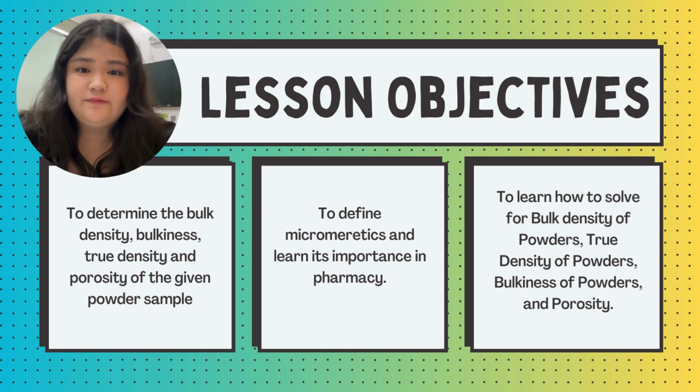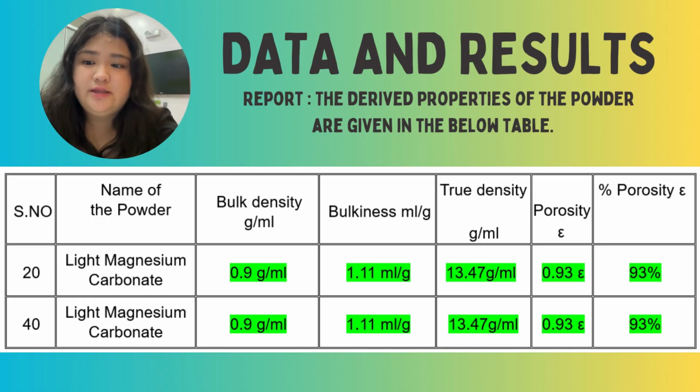Our objectives for this experiment are to determine the bulk density, bulkiness, true density, and porosity of the given powder sample. Next is to define micromeretics and learn its importance in pharmacy. Third one is to learn how to solve for bulk density of powders, true density of powders, bulkiness of powders, and porosity. So for the data and results, the derived properties of the powder are given in the below table.